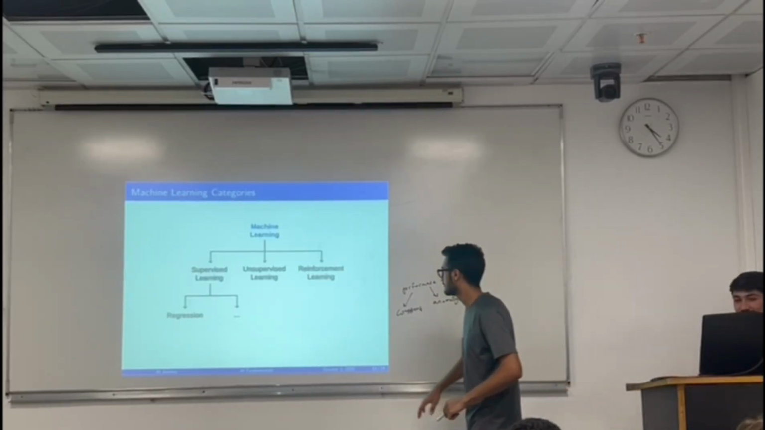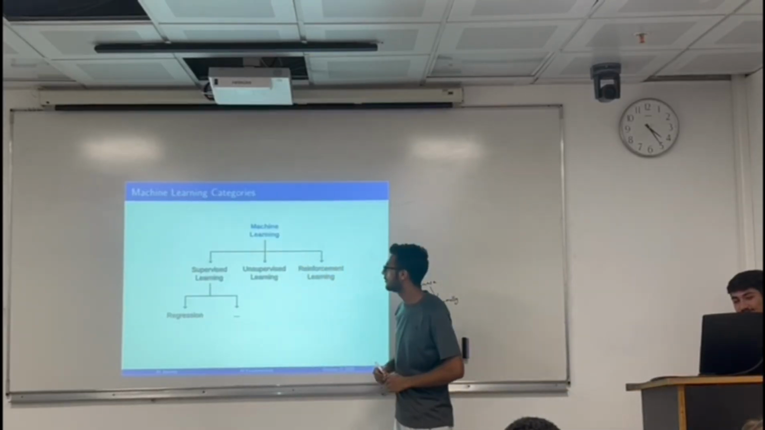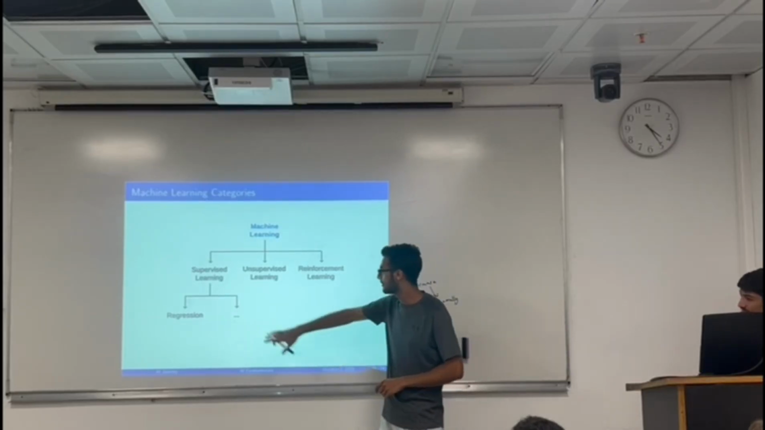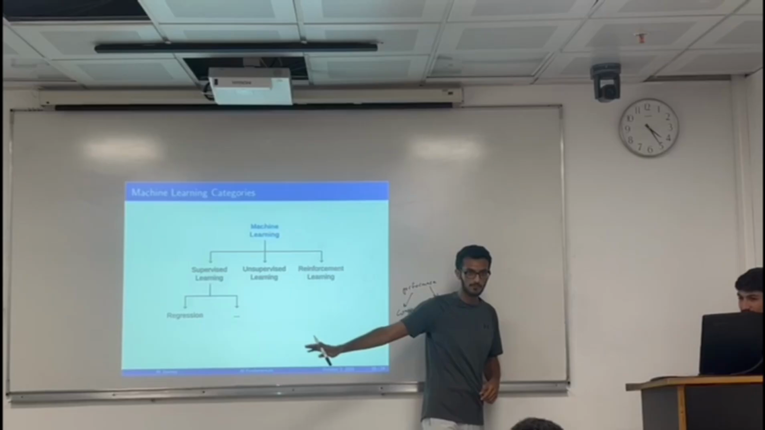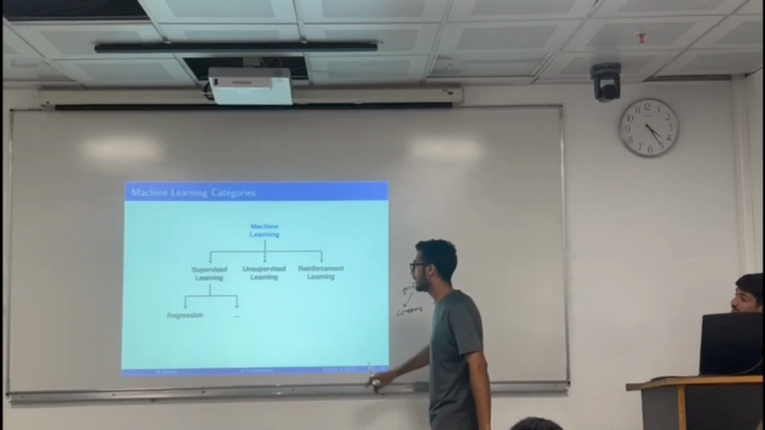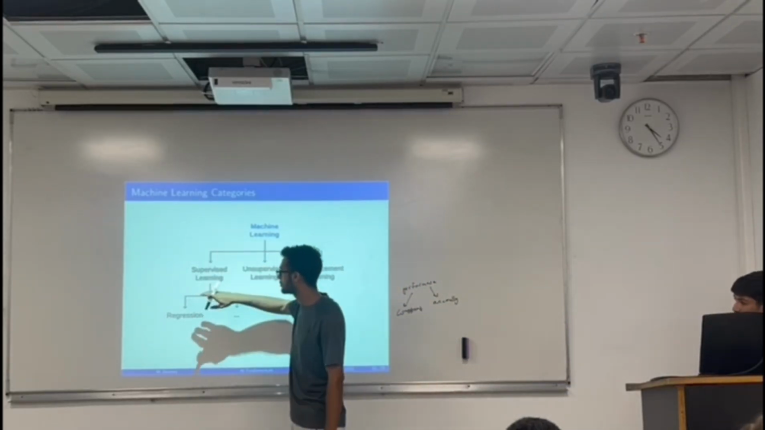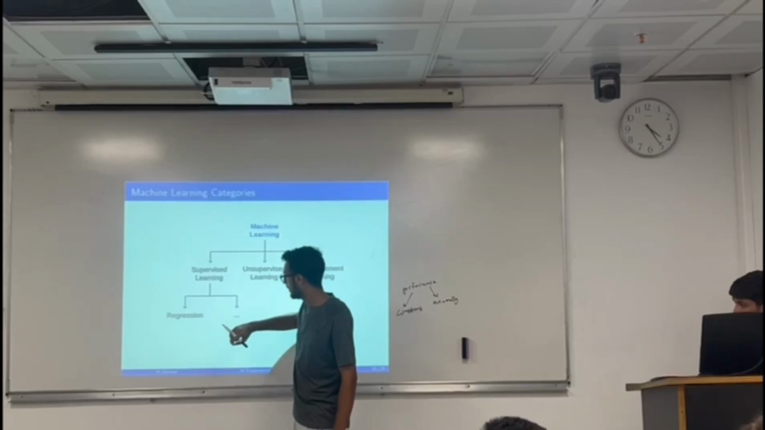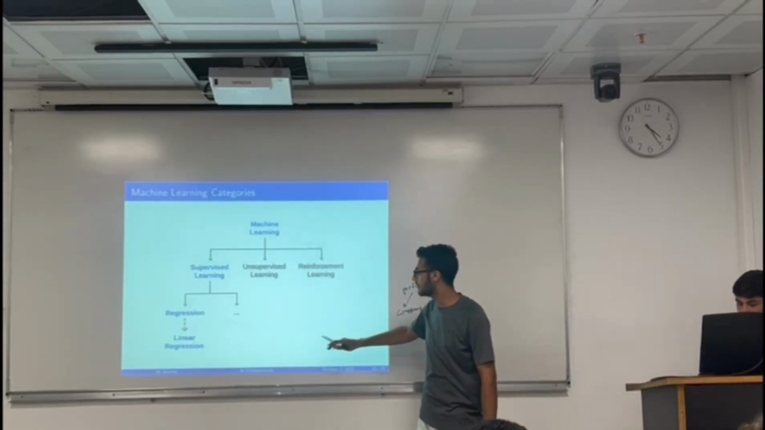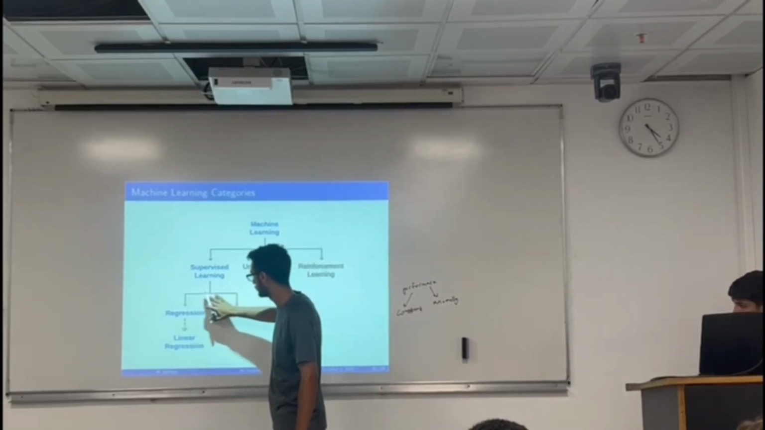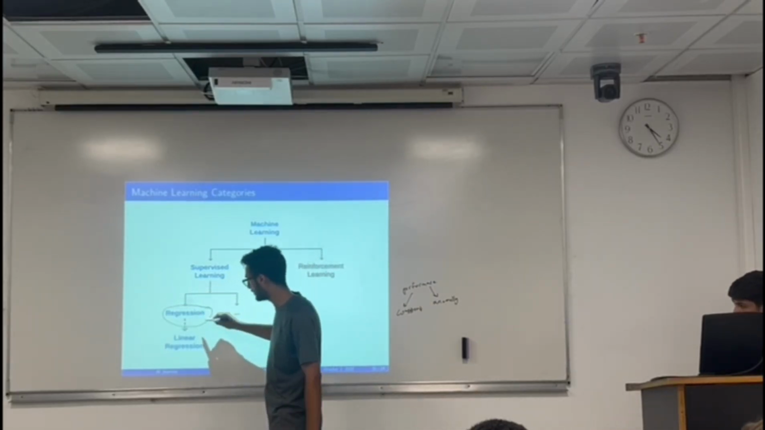So again, this is a broad look at how machine learning looks. There's supervised, unsupervised, reinforcement. Does anyone have any questions on these? Okay. Now the first thing we're going to go into is supervised learning. Supervised learning is further divided into fields. Today we're going to focus on one of these fields, which is regression.